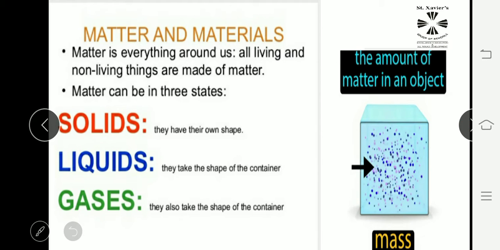Before I start with mass and weight, we have already studied in lower standards matter and materials. Matter is everything around us. All the living and non-living things are made up of matter. Matter can be in three states: solid, liquid, and gas. So when we are talking about matter, the amount of matter in an object is called mass, students.